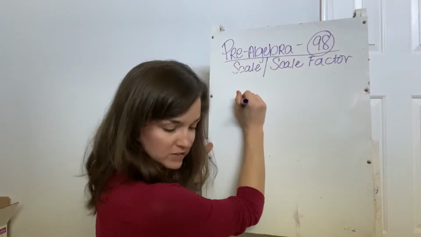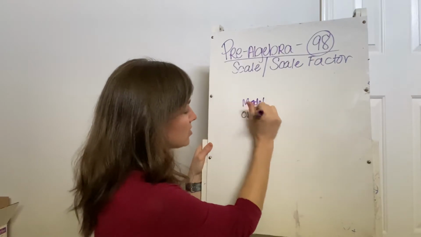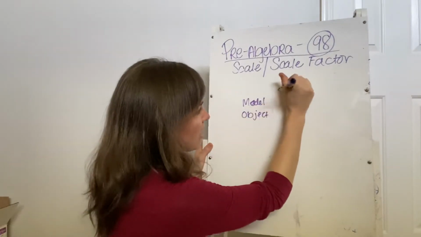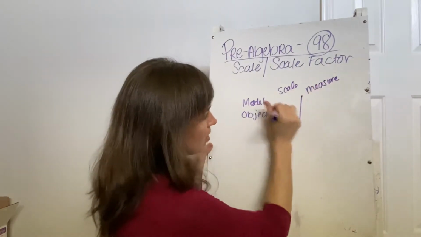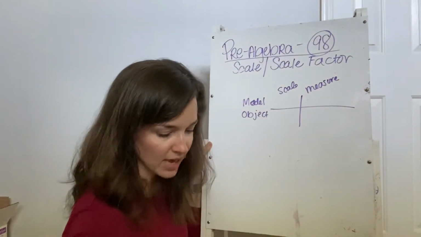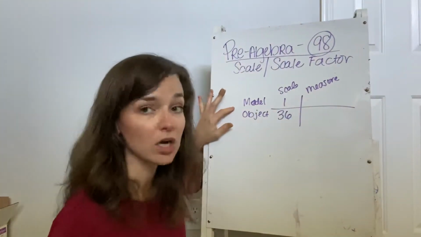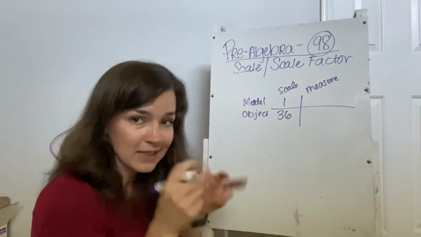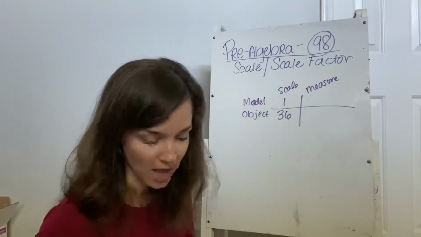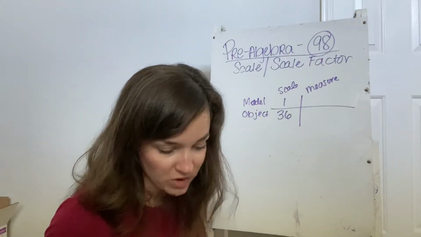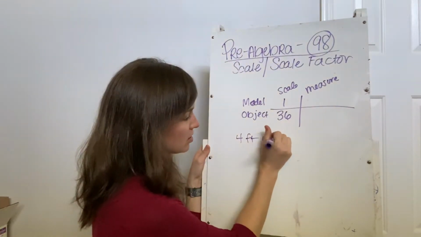We're going to set up our table. We know model to object, and then we've got our scale and our actual measurement. Okay. So we are told that the scale is 1 to 36. We know the model is smaller because we're talking about an actual car versus a little clay car. So the model that she's making is little, so it's going to represent the 1. And then we are told that the car is 4 feet 6 inches tall.